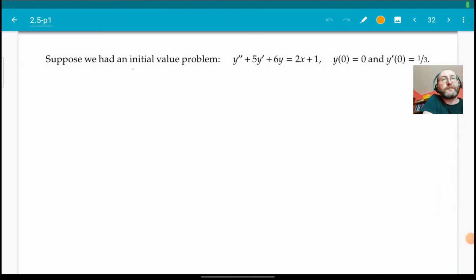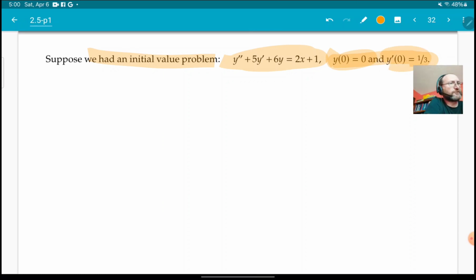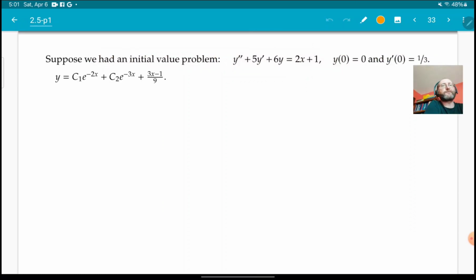All right. So suppose that we had an initial value problem. So suppose that we had the same equation as before, but suppose now that we have some initial condition. So we have y at 0 and y prime at 0. Well, we do exactly what we do normally. We take the general solution to this, right? We take the derivative, right?